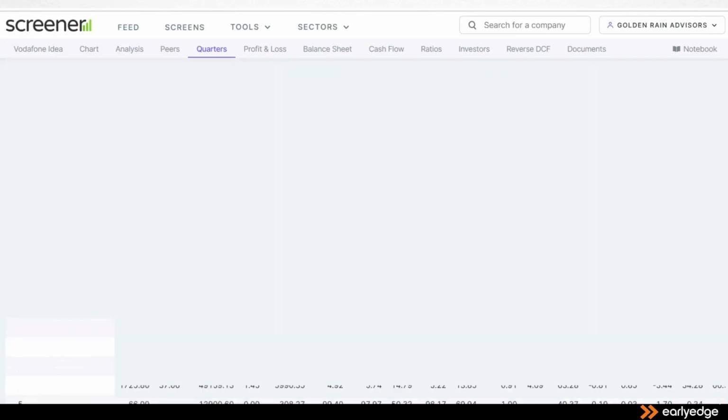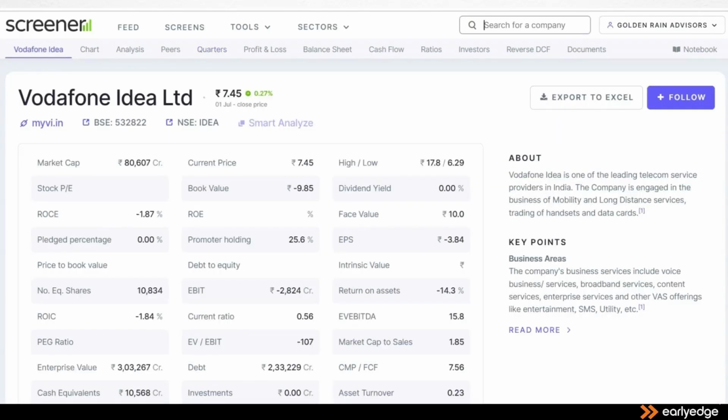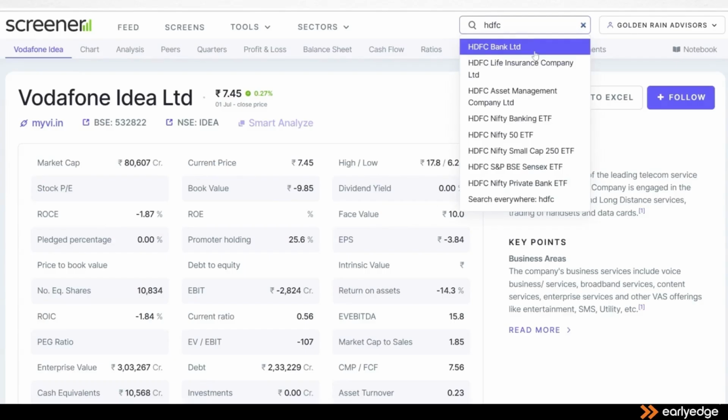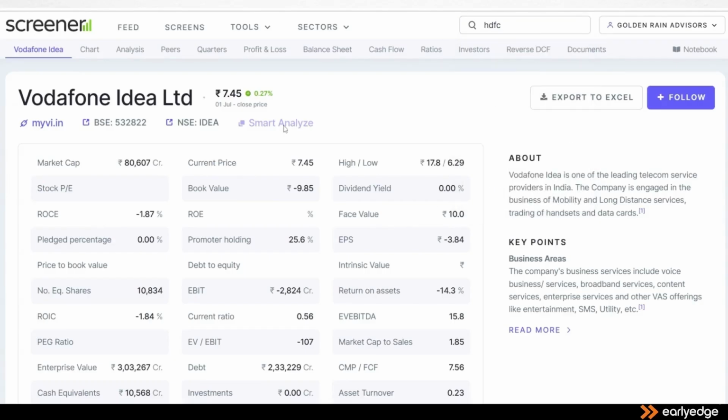Next, coming to banks and NBFCs, this tool doesn't work at all. Don't even try it. It won't calculate in the first place. For example, let's take HDFC Bank.